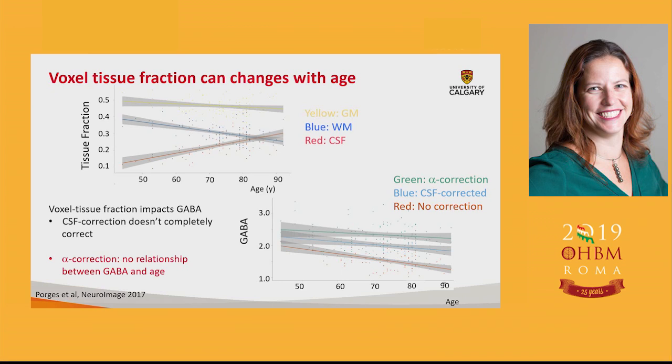If you wanted to just show that there was less tissue, you could just look at the T1 and see there was less tissue. What is more interesting to me is what's going on in that tissue. If you perform the typical CSF correction, you reduce that dependency on voxel fraction, but you still see a significant relationship. Applying this alpha correction that I've proposed, you still see a little bit of a reduction in GABA, but it's not significant.